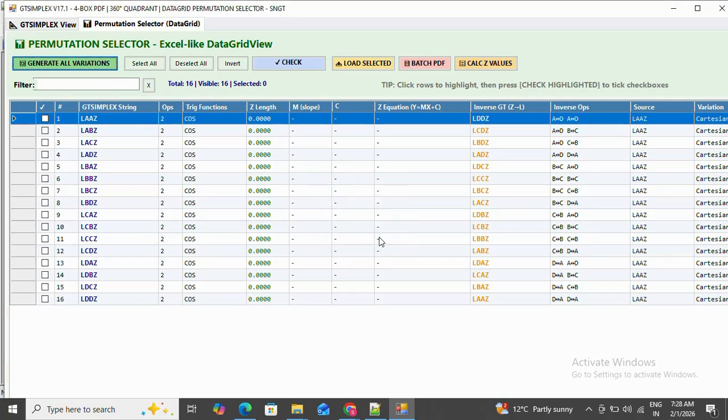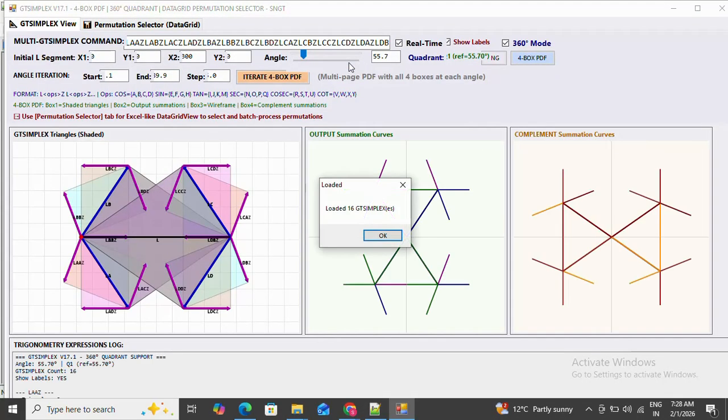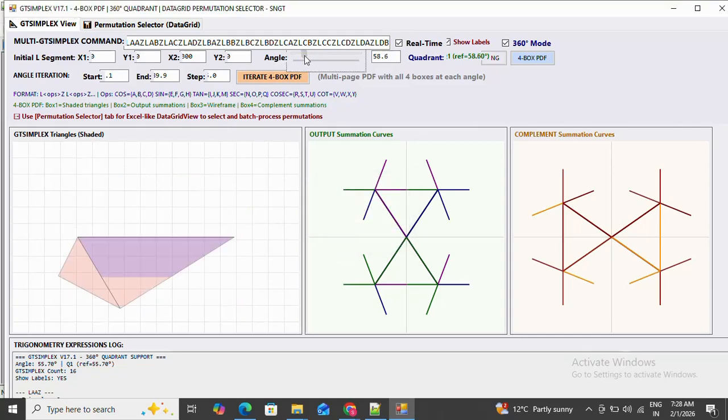Those are LAAZ, LABZ, LACZ, LADZ, similarly LBAZ, LBBZ, LBCZ, LBDZ, LCAZ, LCBZ, LCCZ, LCDZ, LDAZ, LDBZ, LDCZ, LDDZ. When we select all and load all, we will see the choreography of the cos square theta, and those are the bunch of line segments.